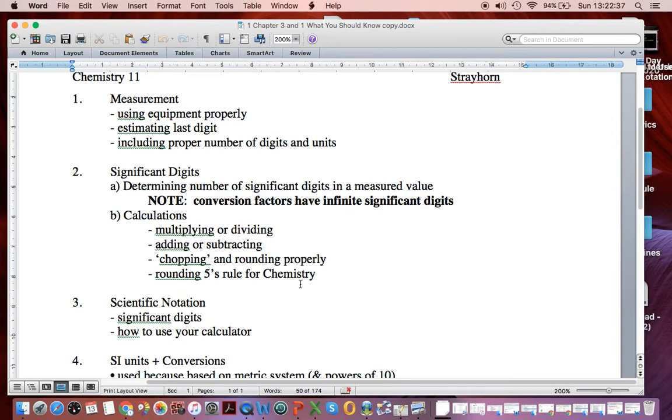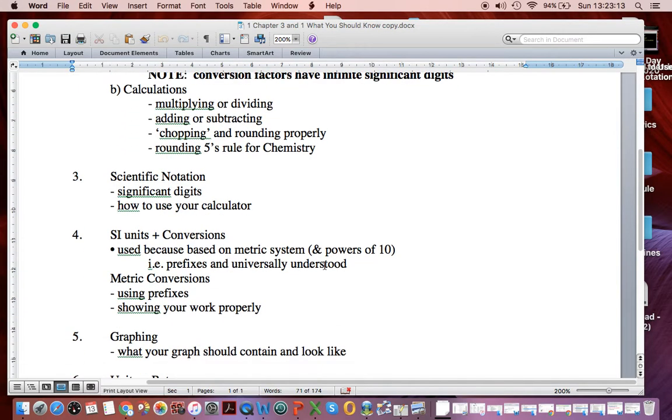That's another conversion factor. You have to know the rules for multiplying or dividing. Those rules are the same. And you have to know that they're different from the adding and subtracting rules. Multiplying and dividing is based on chopping your result to the number of significant digits that the measurement with the fewest sig figs has. On the other hand, adding and subtracting, you should line them up, and then you chop at the less precise measurement according to place value. Yes, you have to know how to chop, and yes, you should know the rules for rounding fives in chemistry.